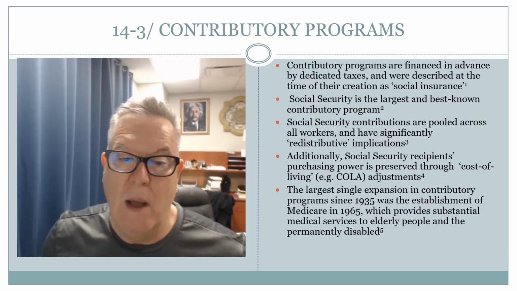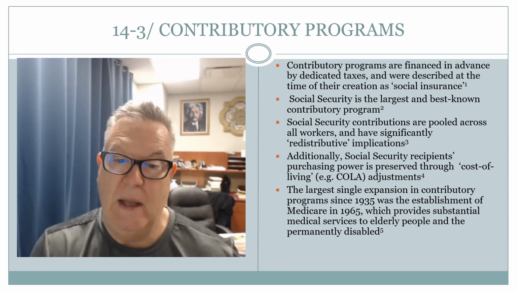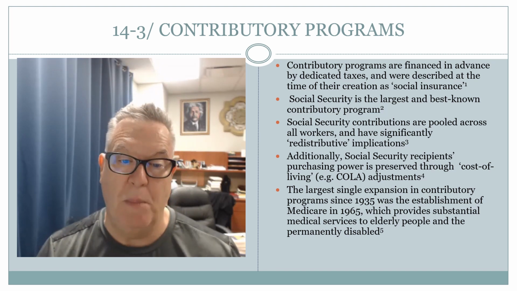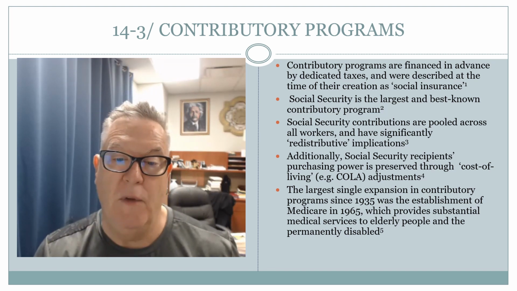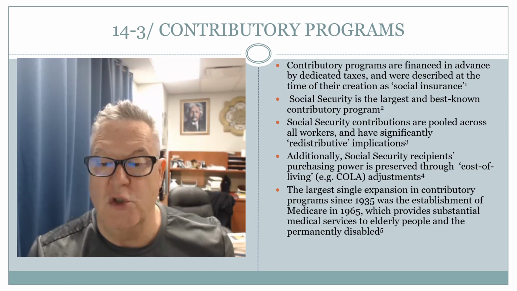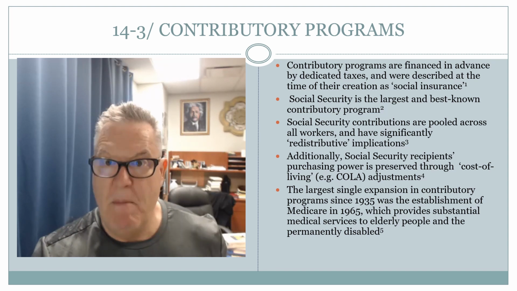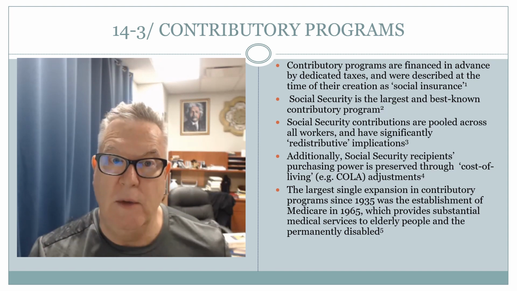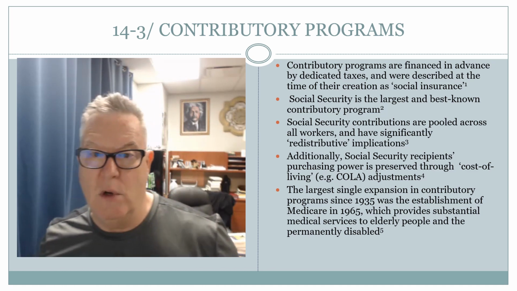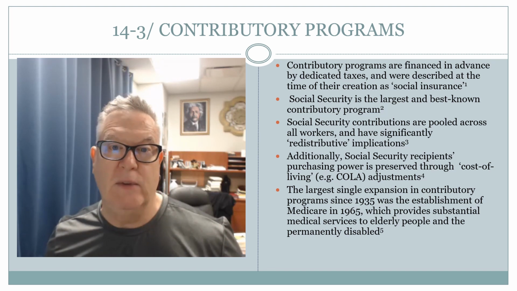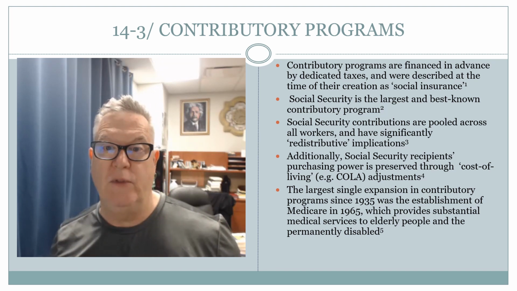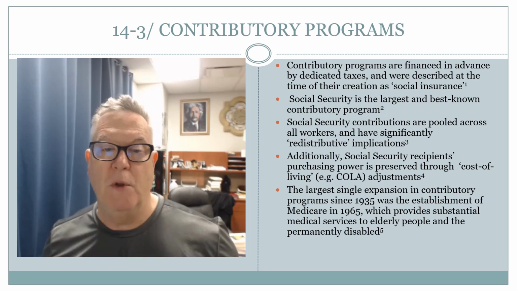Contributory programs are financed by the advance of dedicated taxes. These are taxes that are withdrawn from people's pay weekly or monthly, and they were described at the time of their creation as social insurance. Social insurance amounted to programs that required Americans and their employers to contribute 3.2% of their paychecks into the Social Security Trust Fund, where the money would be held in savings until an individual reached retirement age, or that age where individuals were eligible to receive monthly benefits from the trust fund.